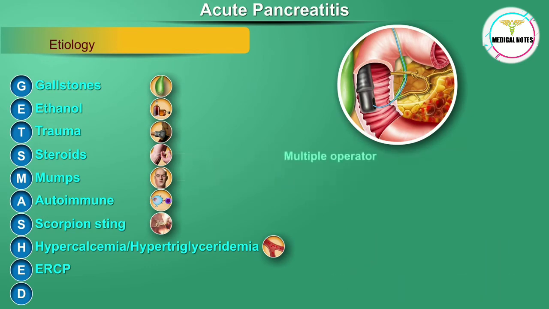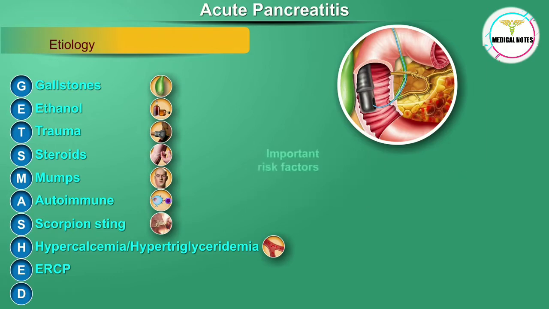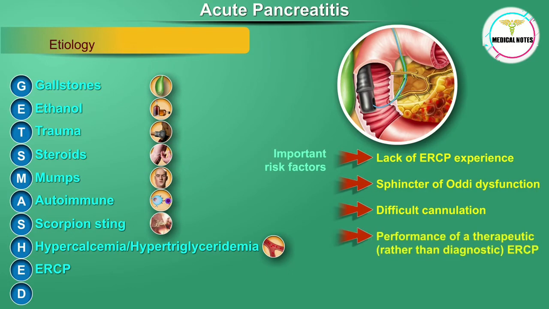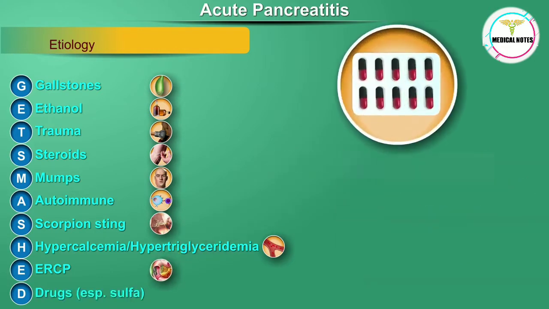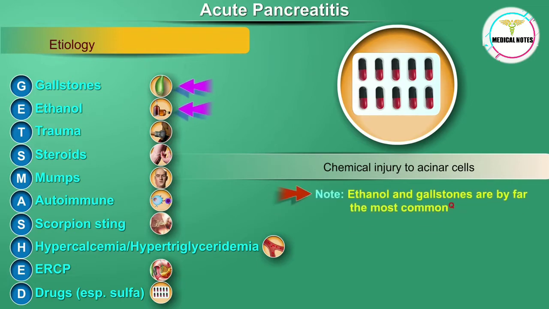Multiple operator, patient, and procedure-related factors increase the risk of post-ERCP pancreatitis. Important risk factors include lack of ERCP experience, sphincter of Oddi dysfunction, difficult cannulation, and the performance of a therapeutic rather than diagnostic ERCP. D stands for drugs. Certain drugs, especially the sulfur group of drugs, result in chemical injury to the SNR cells. Note that ethanol and gallstones are by far the most common, which is an important point to be noted.